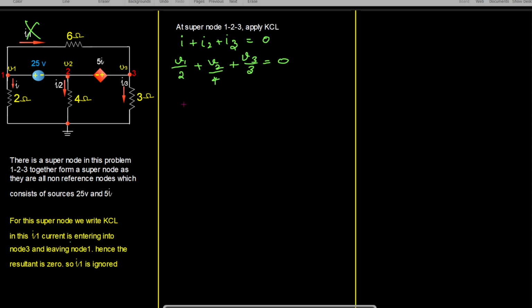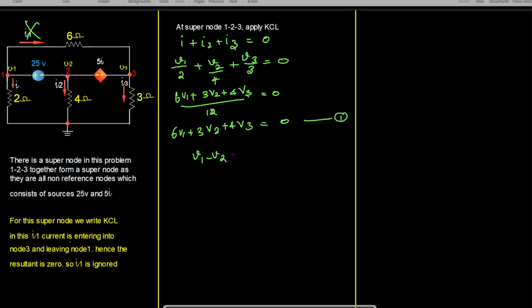If you take the common denominator, it is 12. So it is 6V1 plus 3V2 plus 4V3, that is equal to 0 into 12, that is 0. That is our first equation. Now we write the second equation, the potential difference V1 minus V2 is equal to the 25 volts in between. So this is your second equation.